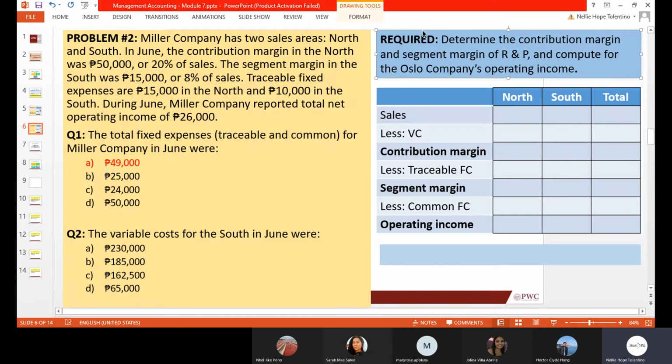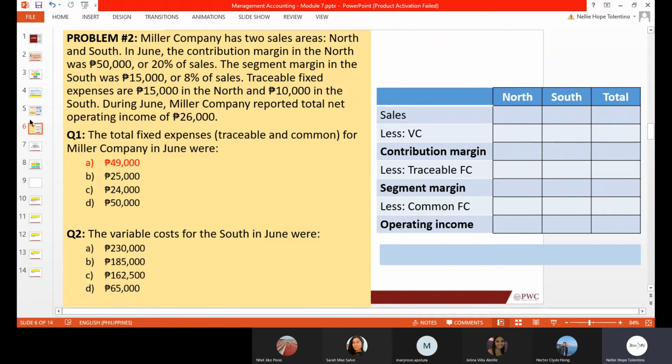Mali itong requirement. Nakopya yun siya from the previous problem. Ito lang talaga yung question. Q1 and Q2. In June, the contribution margin in the north was 50. So, lagay natin, 50. The segment margin in the south was 15. Careful with that. Kasi yung isa, contribution margin yung binigay, so dito mo isusulat. Kay south, ang binigay is ang segment margin. So, dito mo isusulat.